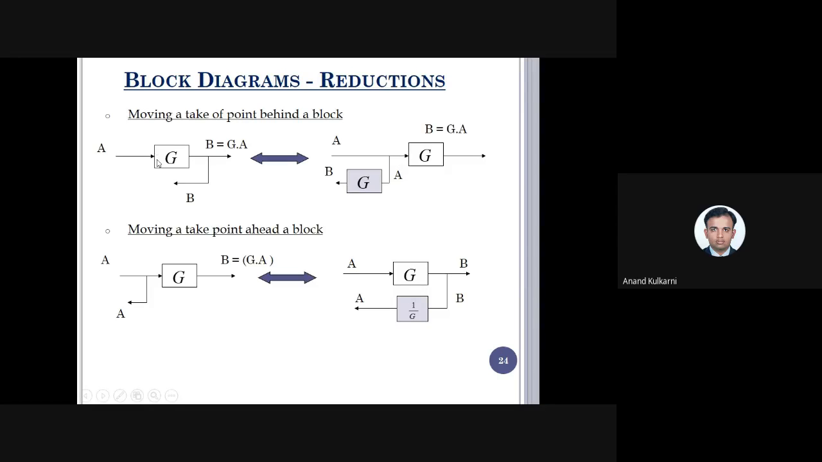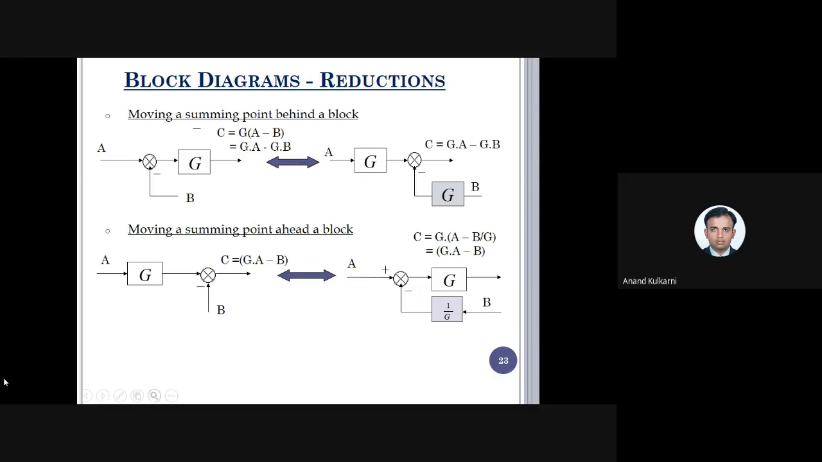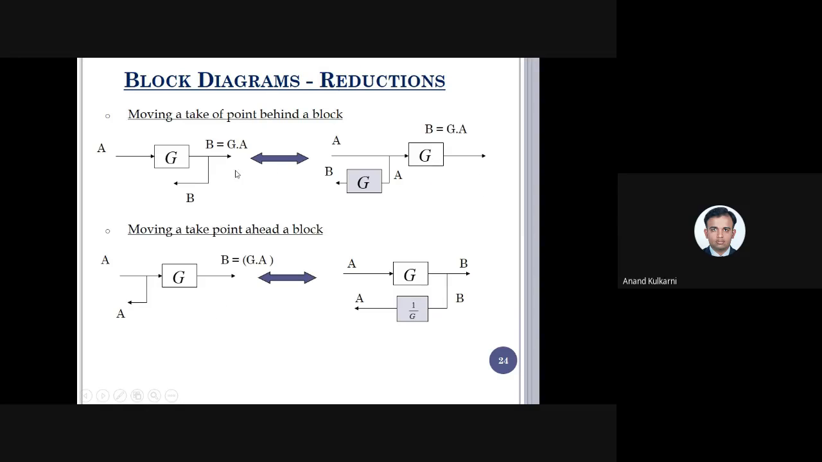Got it? Hope this point is clear. Hope these two things are clear. When I take the summing point ahead, I multiply; when we take it behind, we divide. But in the case of the takeoff point, just observe here. What is the condition? Here the output is G into A, and that is coming as B. So B, whatever the output is, should be equal to G into A.